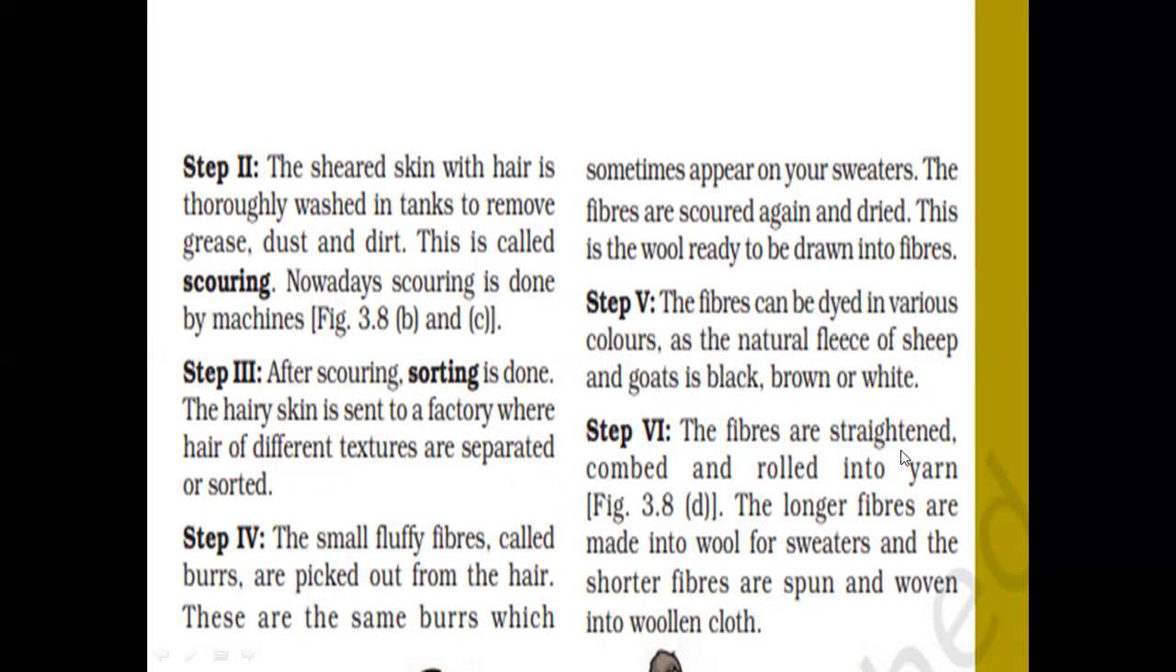Now this is step 6. The fibers are straightened, combed and rolled into yarn, or threads as we could call them. The longer fibers are made into wool for sweaters and the shorter fibers are spun and woven into woolen cloth. Children, remember the long ones are used for sweaters and the shorter ones are used for woolen cloth.